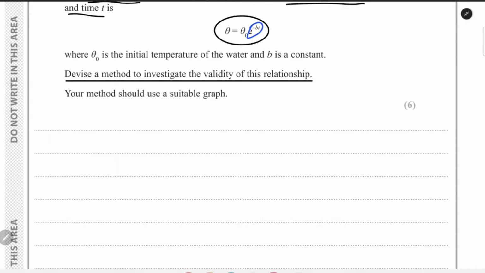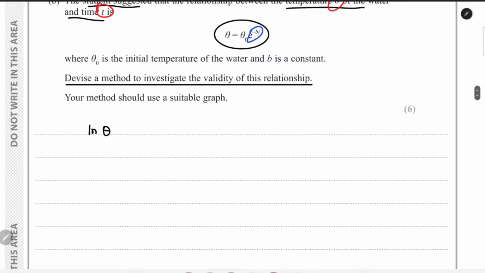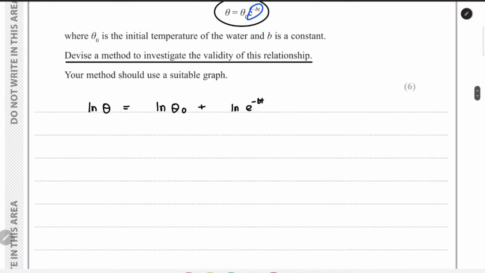Since we have a power over here, we'll take ln on both sides. So ln theta. Since this is a relationship between theta and t, we need to get t outside of the power, so we'll take ln on both sides. Doing so, we get ln theta naught plus ln e to the power minus bt. Ln e is 1, so we'll get ln theta equals ln theta naught minus bt.